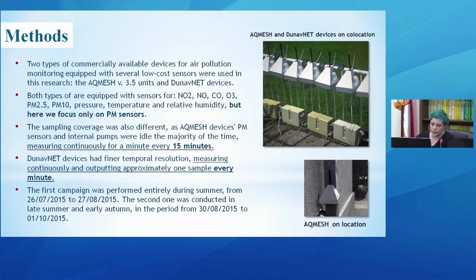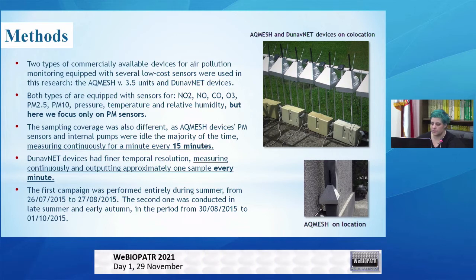The two devices that were used are the EcuMesh version 3.5 units and DUNAV-net devices. This experiment was conducted in 2015, and there has already been some research on measurements for gases using these types of sensors, but this work is only focused on the PM measurements. What is different about these two devices is that EcuMesh devices measure continuously for 1 minute every 15 minutes, and DUNAV-net devices have a finer temporal resolution, measuring continuously and outputting approximately one sample every minute.